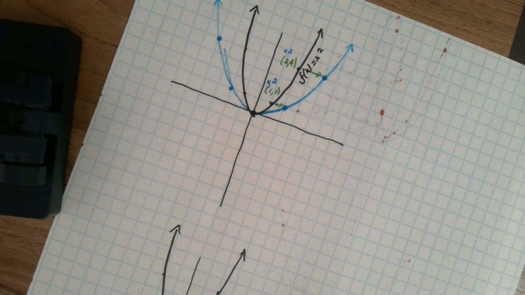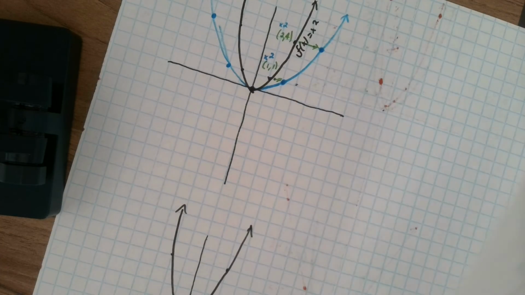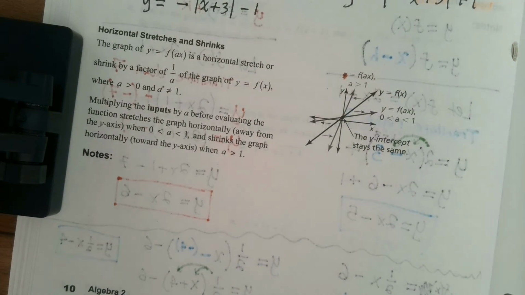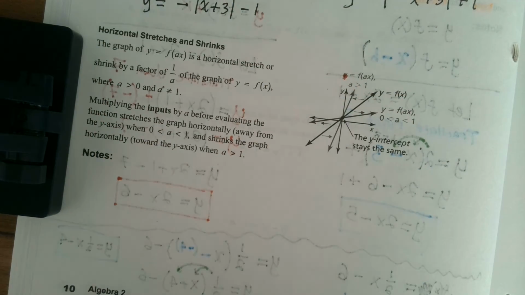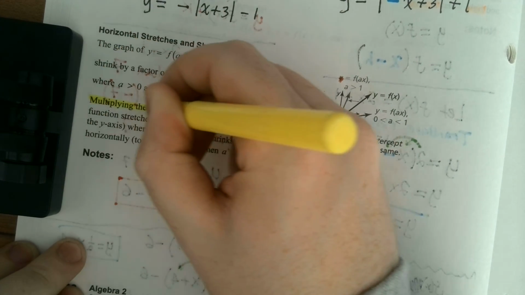Well, let's think about it again. We've talked a lot about inputs and outputs. Let's see how this reflects in an equation. Again, we're doing a horizontal stretch, so it says here that this is going to impact our inputs. We are going to be multiplying the inputs by some number.